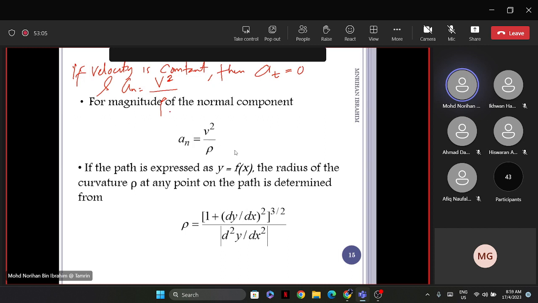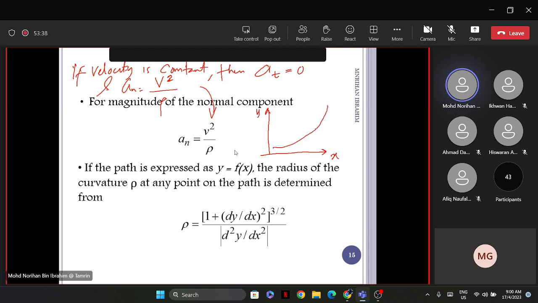Okay, the next is for the magnitude of the normal component. AN is equal to V square divided by rho, sama lah dengan yang tadi. If the path is expressed as y is equal to f(x), the radius of curvature rho at any point on the path is determined from, so dibagi dalam bentuk y is equal to f(x), y as a function of x. So maknanya x adalah y.